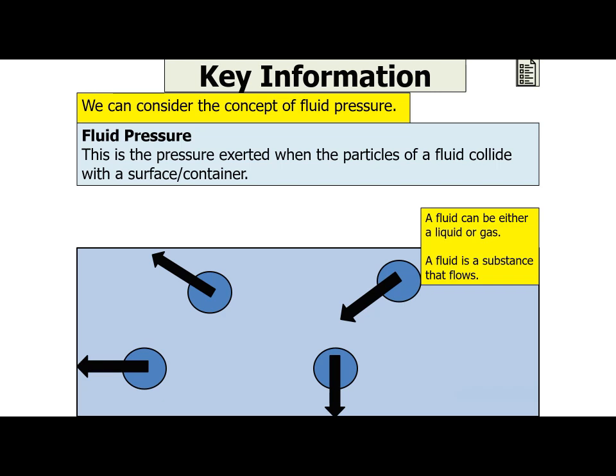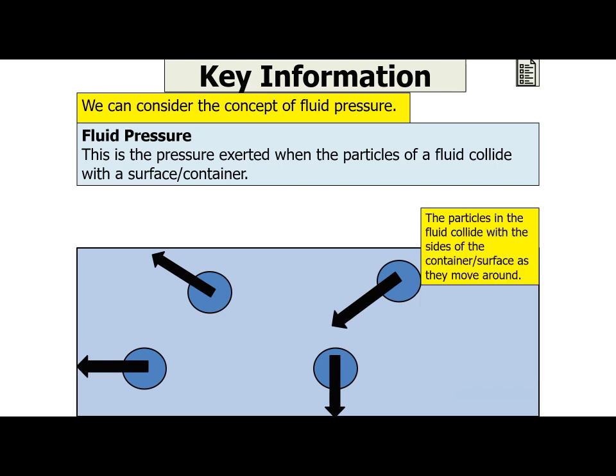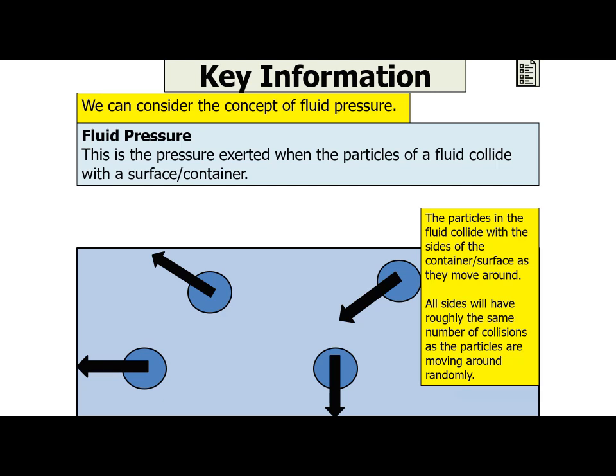Now it's important to note that the definition of a fluid is a substance that flows. Now in a fluid, the particles will have a random motion with a range of speeds. This means that in a fluid, all the particles are moving around in random directions. So the particles in the fluid will collide with the sides of the container or the surface as they move around. Now because it is random, this means that all sides will roughly have the same number of collisions as the particles are moving freely.